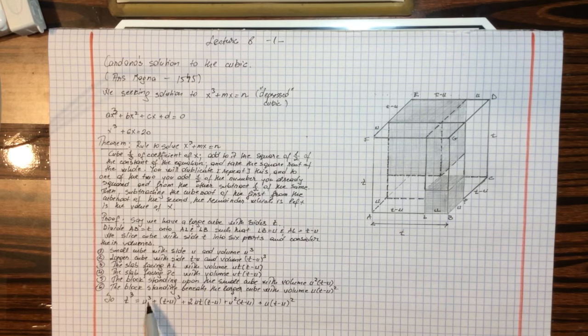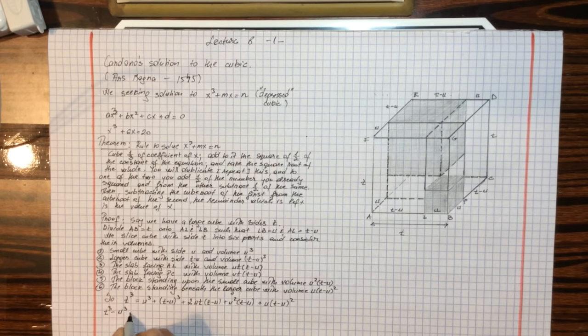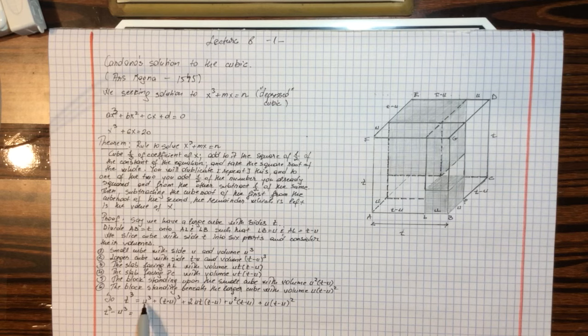The first step: I'll take this u to the third and throw it on the other side, and we shall have t to the third minus u to the third equal to the remaining terms, which all have t minus u in common. Let me just pull that in front. T minus u.